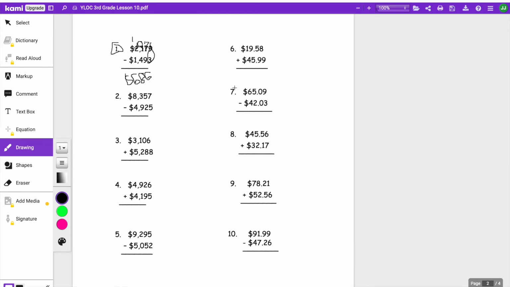Let's move on to something with decimals, like number 7. Alright. So basically, just like the one we did before, you'd want to do 9 minus 3. 9 minus 3 is 6. 0 minus 0 is 0. And as you can see, there's a decimal here. So you put a decimal here. 5 minus 2 is 3. And 6 minus 4 is 2. So your answer should be $23.06.